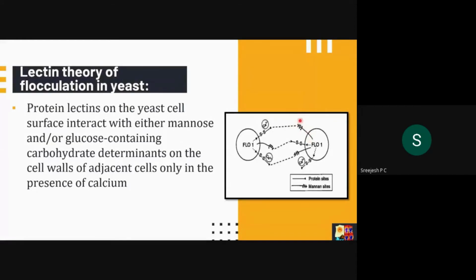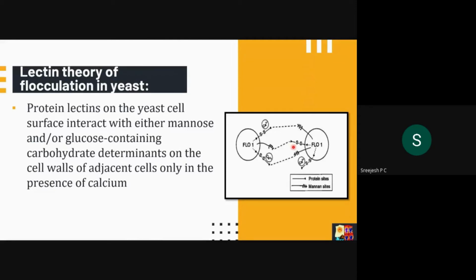This is the mannan site, and you have the protein site also. So it will be either interacting with the mannan or the glucose containing sites on their cell wall, and they will be causing the two cells to come in contact. So the cell aggregation will be taking place there.